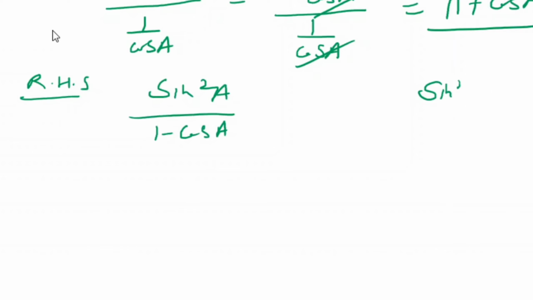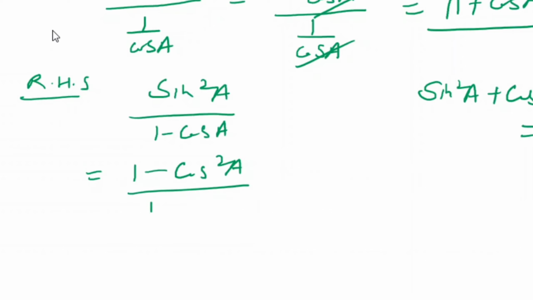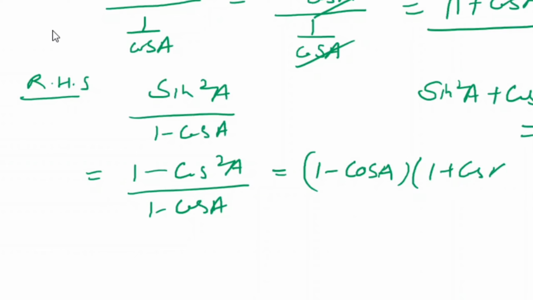So sine square a plus cos square a is equal to 1. This is the identity. So sine square a is what? That is 1 minus cos square a. So I'll replace sine square a with 1 minus cos square a. So this is upon 1 minus cos a. So this becomes a square minus b square, that is (a minus b) into (a plus b), upon 1 minus cos a.